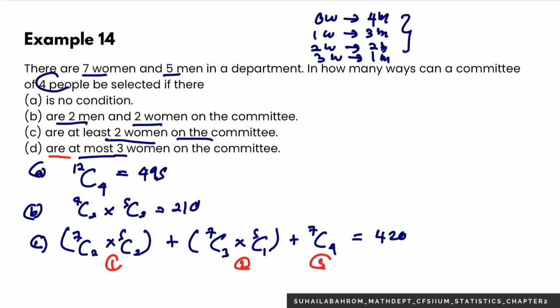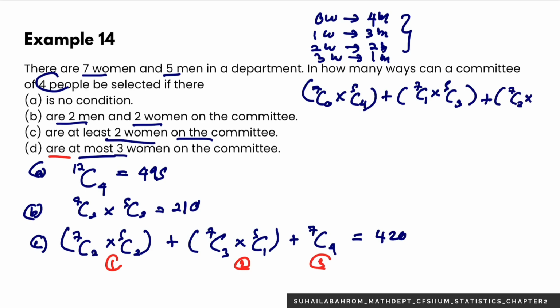Therefore, by considering all these 4 cases, we have 7C0 times 5C4 for the first case, plus for the second case 7C1 times 5C3, plus for the third case we have 7C2 times 5C2, and the last case with 3 women, 7C3 times 5C1. So the total number of ways should be 460.